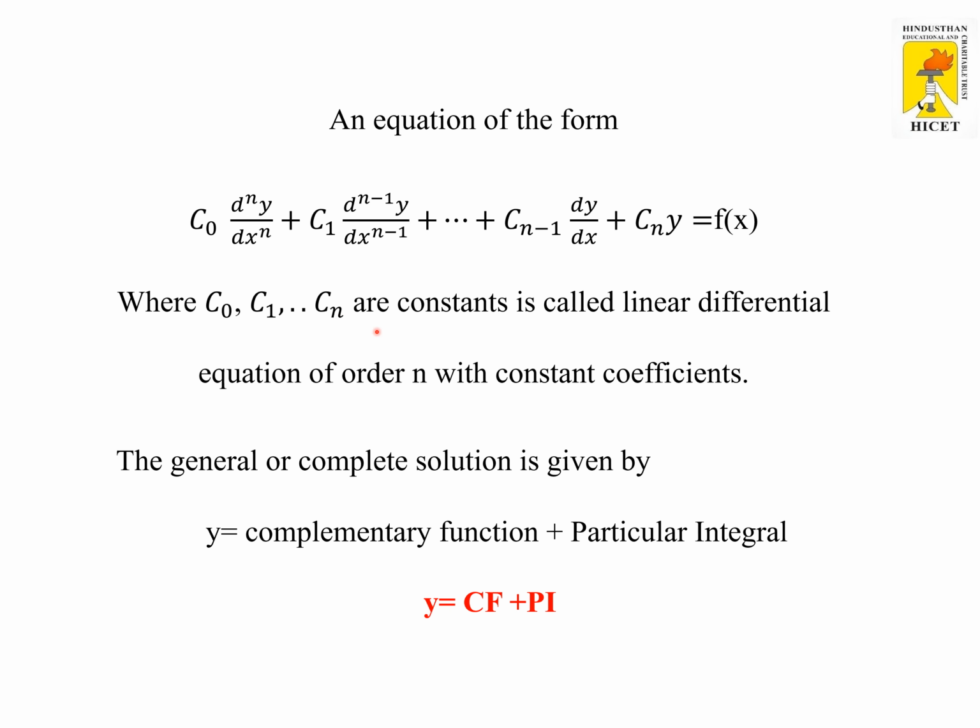Cn are constants. The general solution or the complete solution for the linear differential equation consists of two components. One is the complementary function and the second one is the particular integral. Then the solution can be written as y equal to CF plus PI.